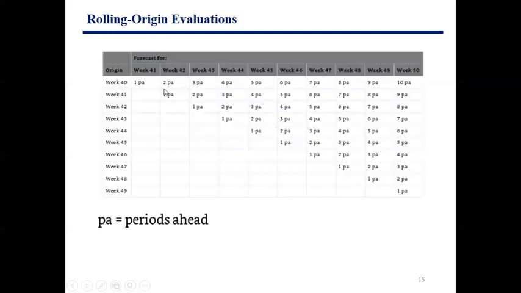So you can see it here, where when the origin was week 40, we were able to generate forecasts for weeks 41, 42, until week 50. And we were also able to measure the accuracy of these forecasts. At 41, we cannot do it for 41, so we will start from 42, and we will repeat the same process until week 49. And here, PA means periods ahead. Here, you have one period ahead, which means you have a lead time of one period. Here, 2 periods ahead, which means a lead time of 2 periods, etc.